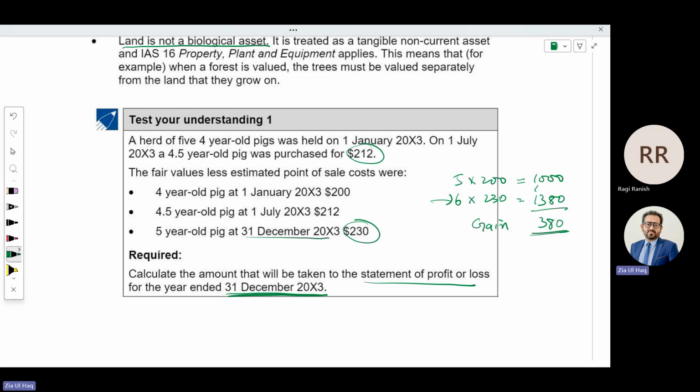In a similar manner, an agriculture asset should be recognized in the balance sheet at year end. How? Fair value less point of sale cost. So in the previous year's financial statements balance sheet, meaning 20x2, this value was recorded. Now at 20x3 year end, we will record this value. Fair value less point of sale cost, not purchase cost.